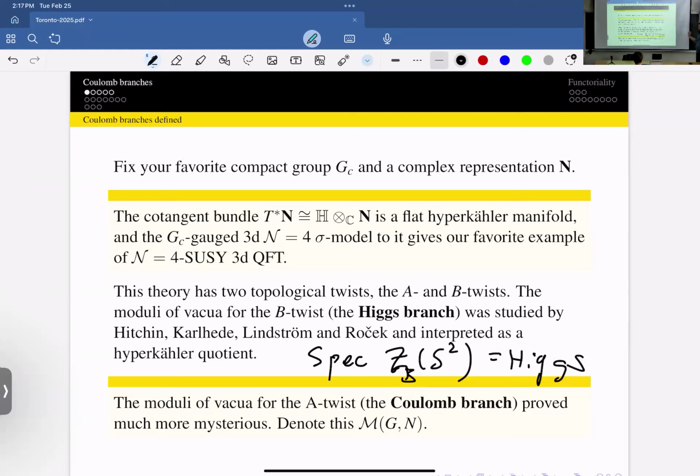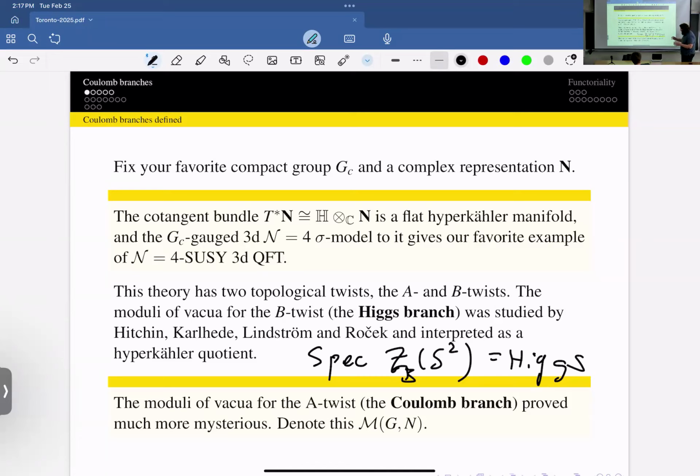And that's a space we understand reasonably well. It's gotten by taking this flat hyperkähler manifold and doing a hyperkähler quotient. And this was shown, I believe, in the very early 80s in this paper of Hitchin, Karlhede, Lindström, and Roček.